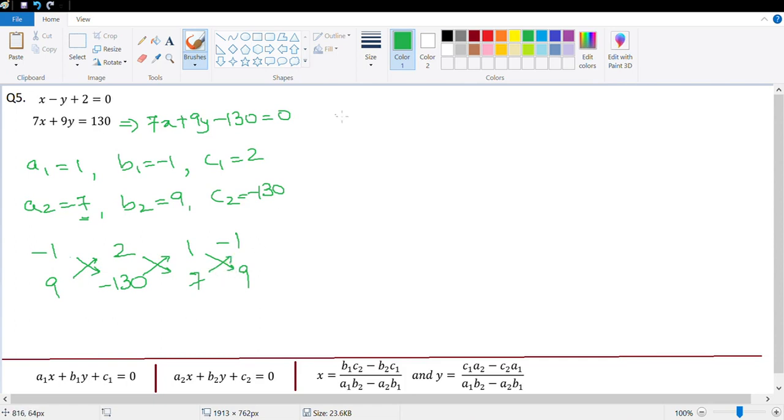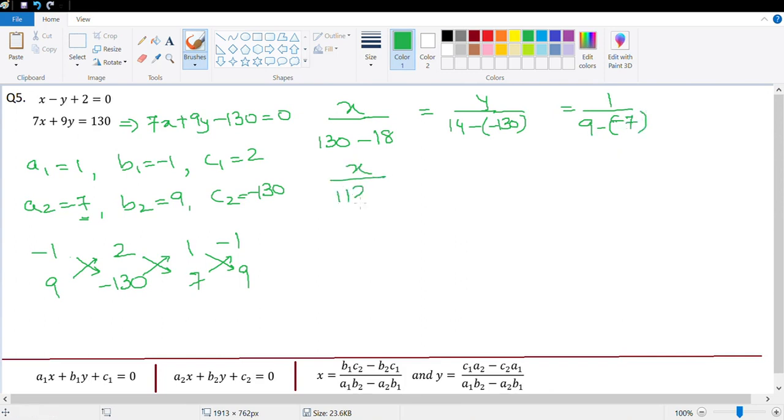And what we have is x upon 130. Yes, negative 1 into negative 130. That's 130 minus 9 into 2, 18, is equal to y upon 2 into 7, 14 minus negative 130 into 1. That's negative 130, is equal to 1 upon 1 into 9, 9 minus 7 into negative 1. That's negative 7. So x upon 112 is equal to y upon 14 plus 130. That's 144, is equal to 1 upon 9 plus 7. That's 16. So x is equal to 112 upon 16.